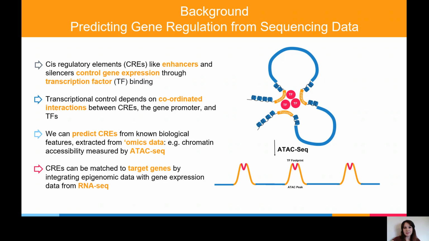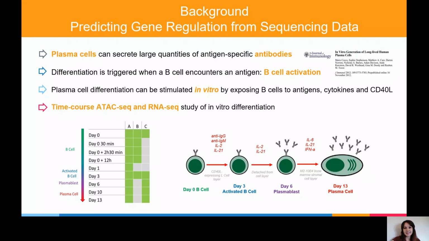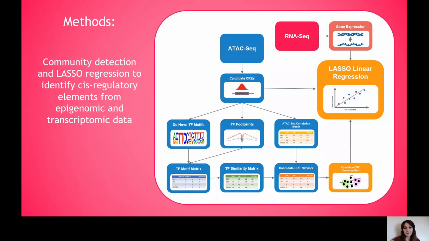These footprints are dips in read coverage where cleavage of the Tn5 transposase, the enzyme used in ATAC-seq, is blocked by transcription factor occupancy. ATAC-seq and RNA-seq experiments have been performed on B cells, which have been stimulated to undergo plasma cell differentiation in vitro. From this study, we have a time course dataset with samples taken from 3 donors across 9 time points.